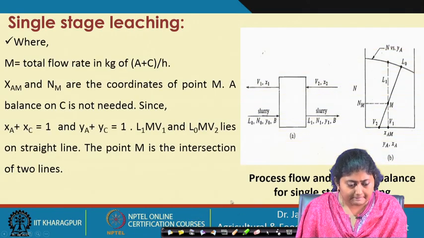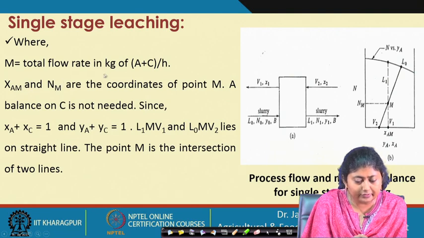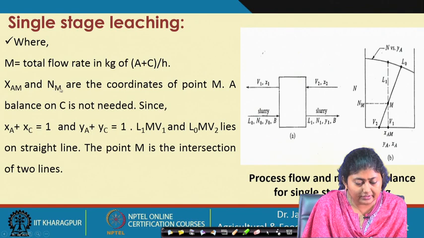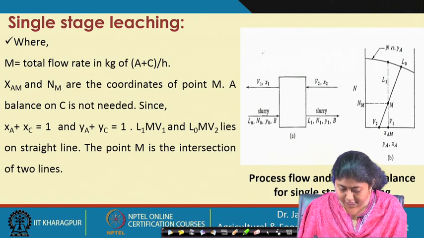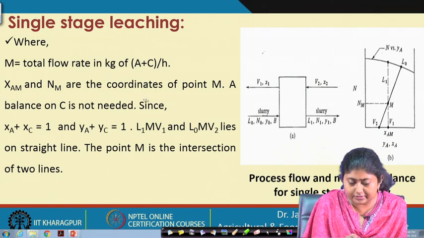So, then for a single stage case, as I mentioned, M will be the total flow rate in kg of A plus C per hour. X A M and N M are the concentration of the point.